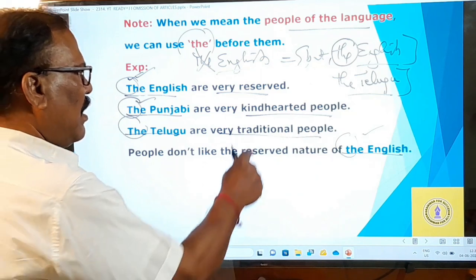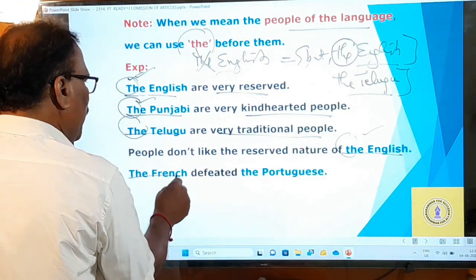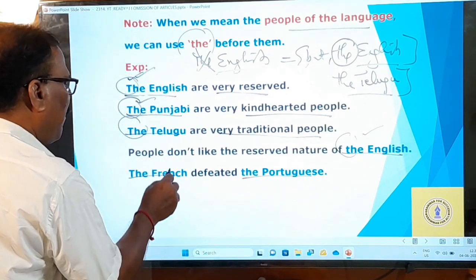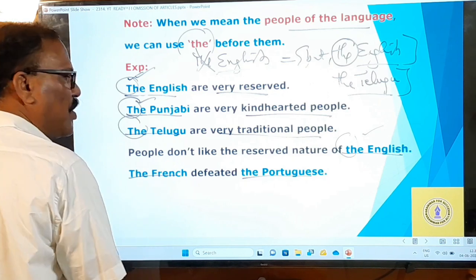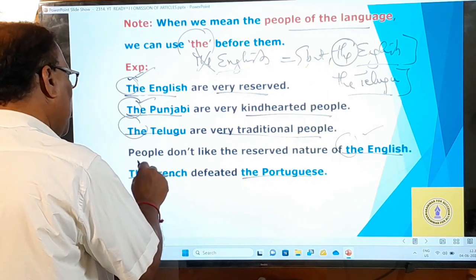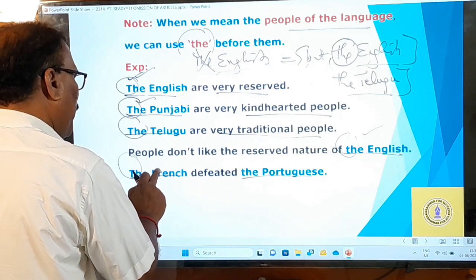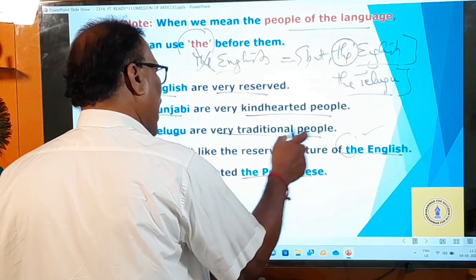Right, because the English means the English people, right? And here, what is that? The French defeated the Portuguese. The French means the people speaking the French language. That's why the French means people speaking that language. The Portuguese means people speaking that Portuguese language. Okay.